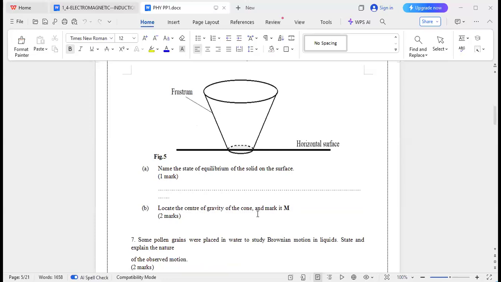Locate the center of gravity of the cone and mark it M. So you draw the diagonals. You will use a ruler, draw a diagonal from this corner to this corner, and another one from this corner to this corner. And you find that our M is somewhere down here. So the position of the center of gravity is down there.